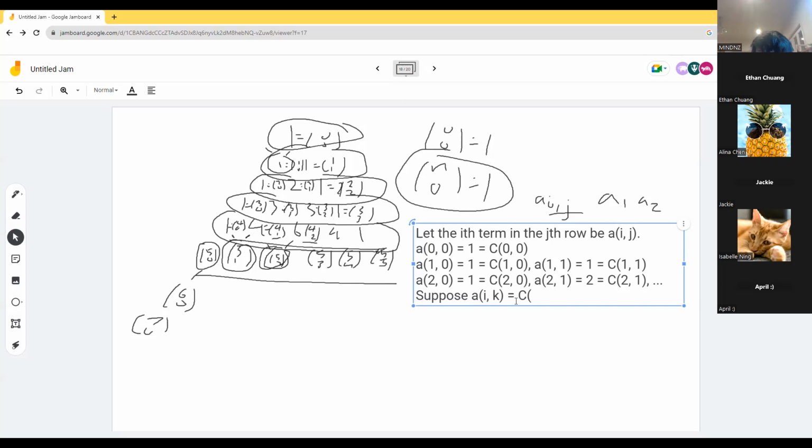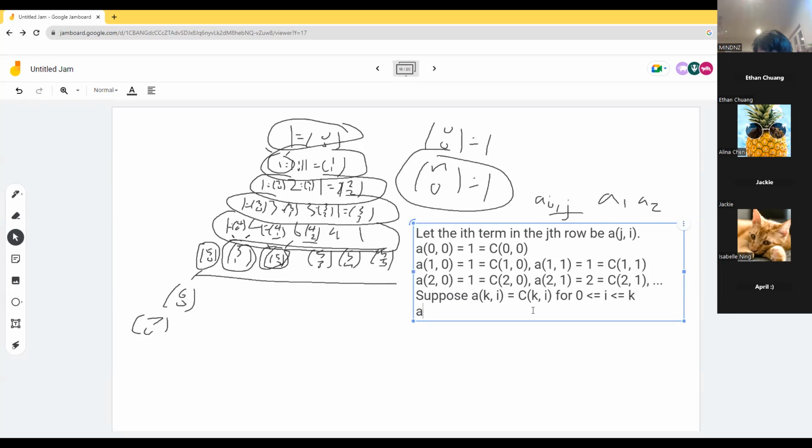Sorry, that's my bad. a_ji. The first number is the row. So we have the kth row, and the term a_ki is equal to k choose i, for any i between 0 and k, because those are the only elements in that row.